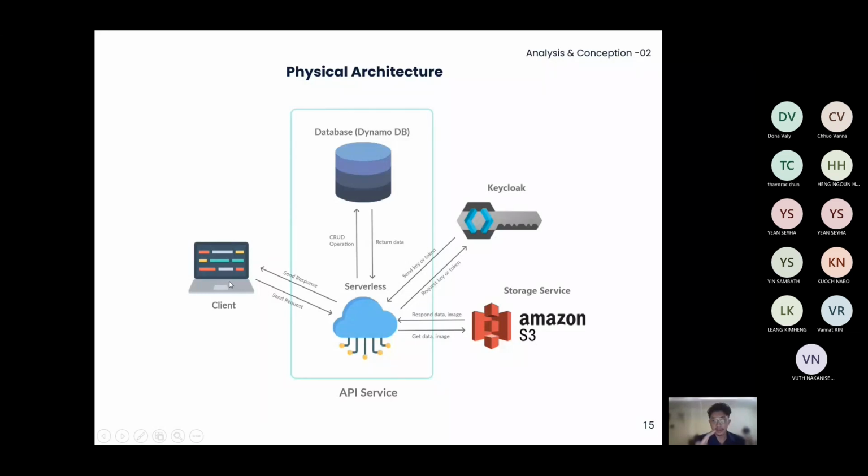For example, if the page the client is on requires an image, serverless will go to Amazon S3 to get the image, or maybe the page the user is on requires user data, then serverless will go and fetch data from the database, which is DynamoDB, and return it back to the client.